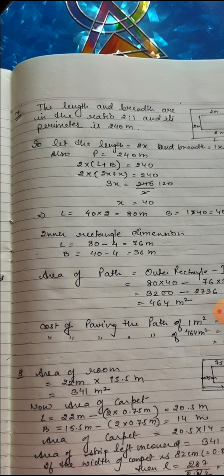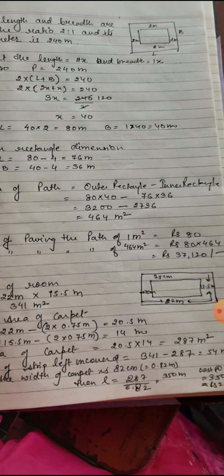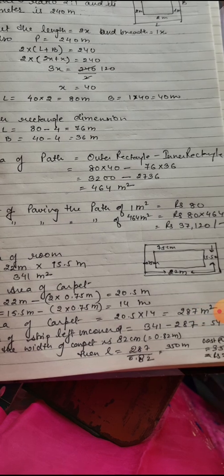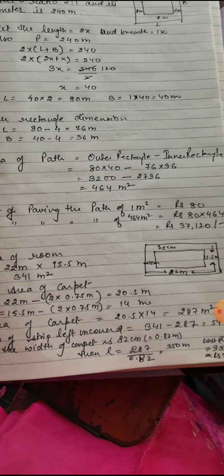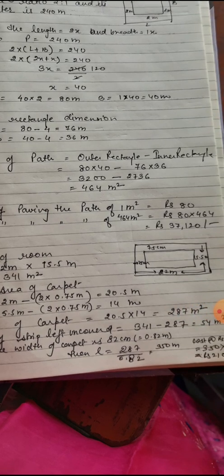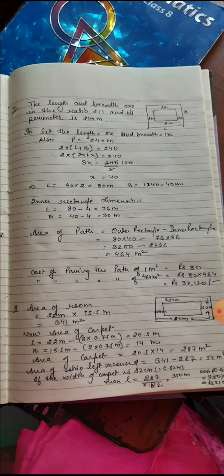And in a rectangle dimension, we have to subtract again. The path will be subtracted, area of path, and then cost we can find. Here also the same thing, area of room is given and a small strip is left uncovered outside, that is 75 centimeter. So I have changed the unit, children. 75 centimeter can be converted to 0.75 meter. So inner path is equal to, length is equal to 20.5 and 14. I have subtracted 0.75 from both sides. So this will be the proper process I have done over here.